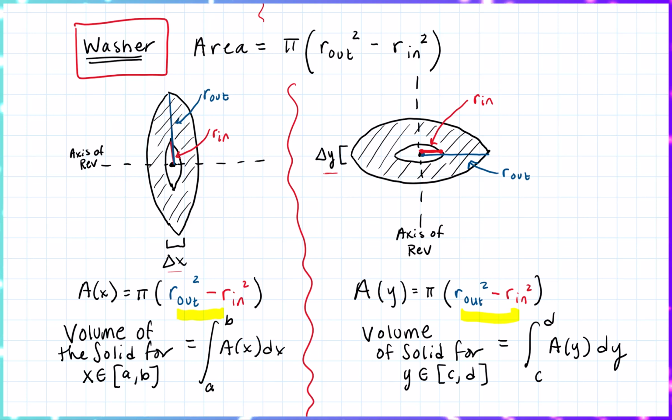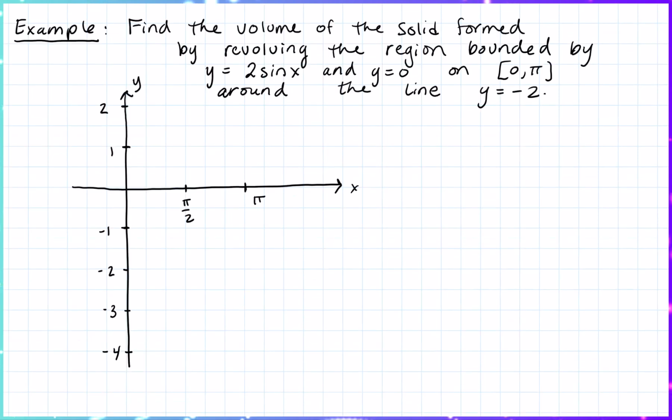All right, so let's take a look at an example. Let's take this particular problem. We want to find the volume of a solid formed by revolving the region that is bounded by y equals 2 sine of x, so a sine curve with an amplitude of 2, and y equals 0, so that's the x-axis, on the bounded region from 0 to pi, and we want to do it around the horizontal line y equals -2. So let's get this graphed and take a look at what this looks like.